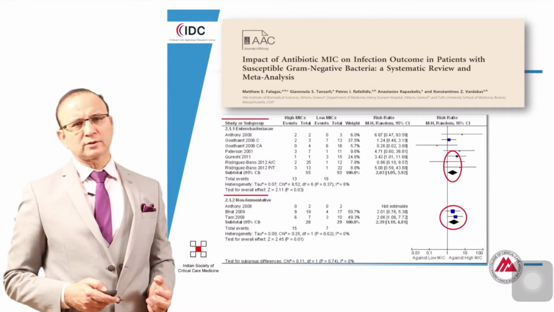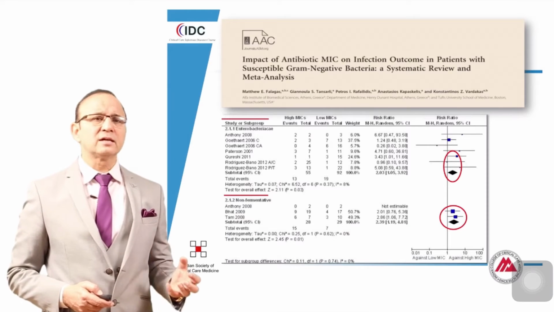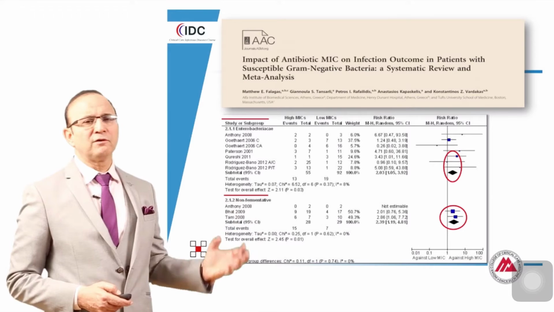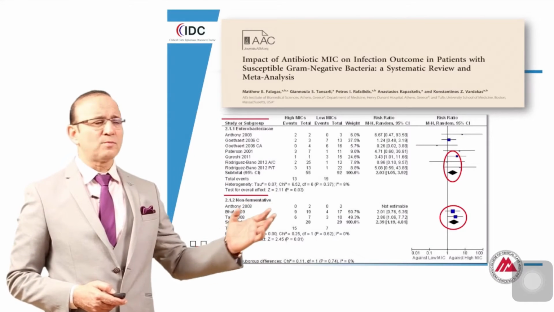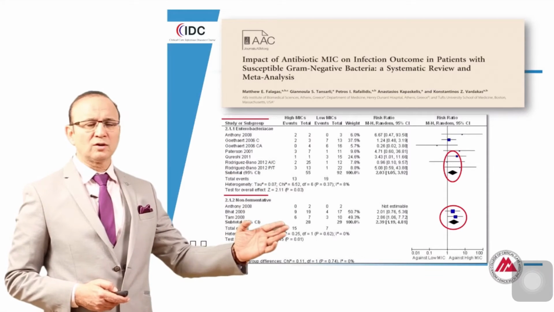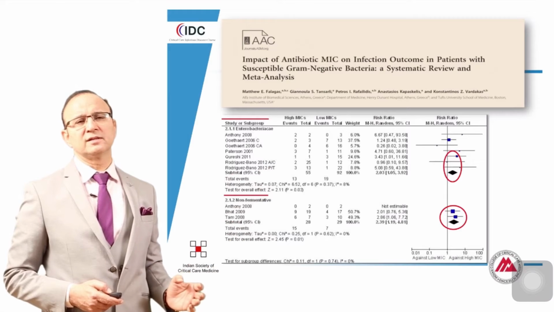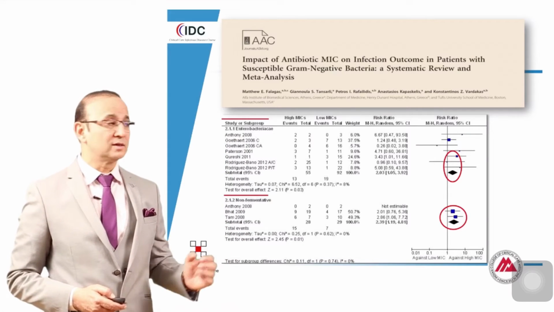Another very important factor which you should remember is the MIC levels. There are studies to show now that if you find a higher MIC in the lab, whether it is an Enterobacteriaceae or a non-Enterobacteriaceae, what we call the non-fermenters, both have increased mortality if you find a high MIC in these organisms.